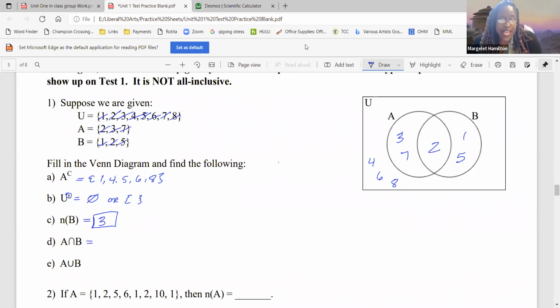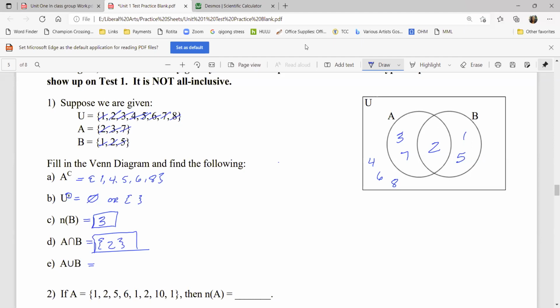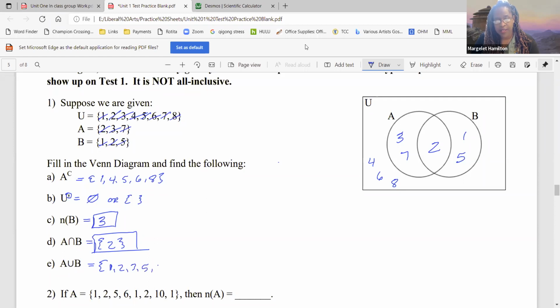All right, so now what's A intersect B? 2. So A intersect B is right there in the middle, and in our set brackets we have a set of 2. What about A union B? 1, 2, 3, 5, and 7. Everything in the circles, unioned together, gives us 1, 2, 3, 5, and 7.